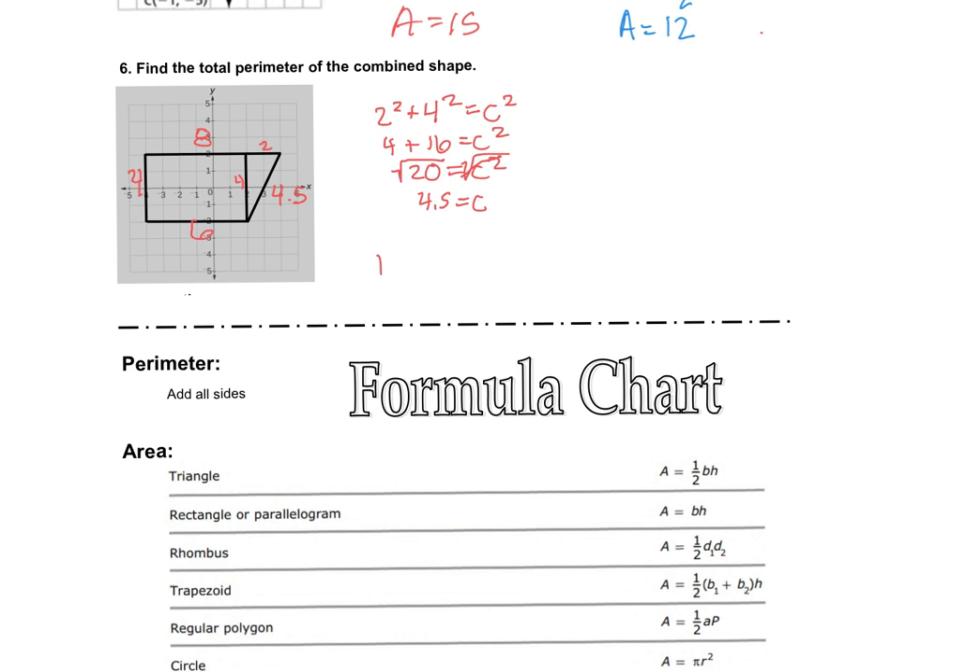Now to find the perimeter of the whole shape, we're going to add those sides together. So 4 plus 8 plus 6 plus 4.5. And we get 22.5 as our final answer.